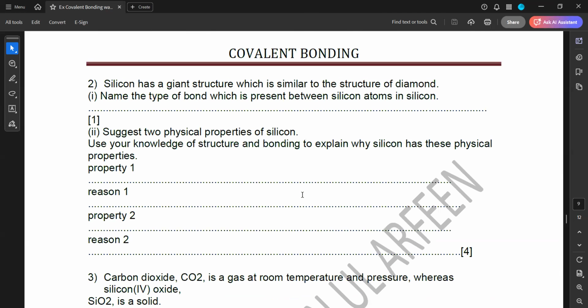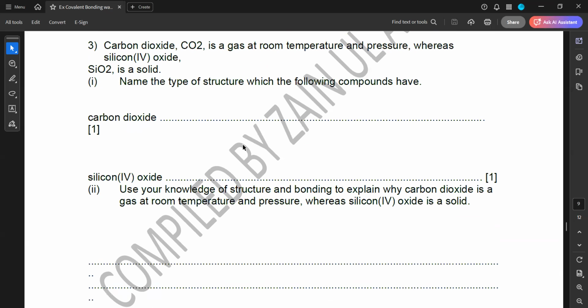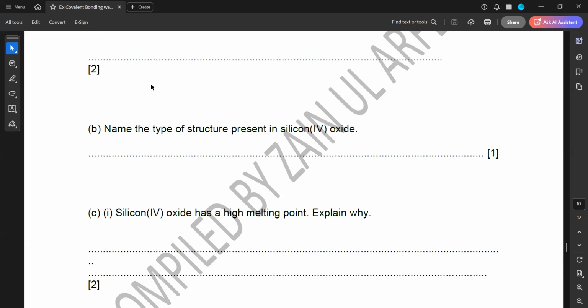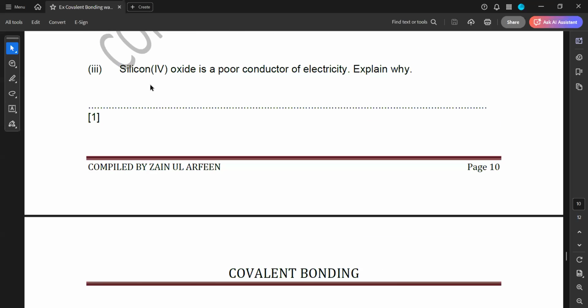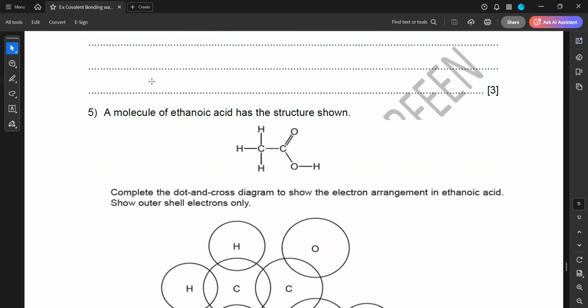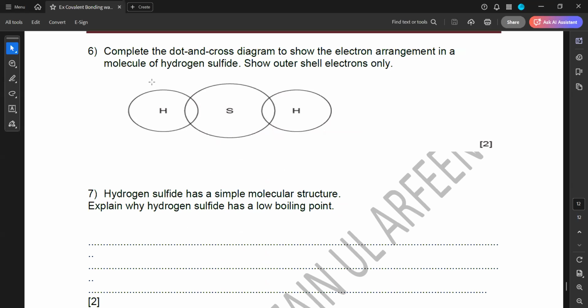Question 2, any doubt? Part 1 and 2. Any question or doubt in question 2? Question 3, any doubt? Question 3, part 1 and 2. Any doubt? Question 4, part A and B, A, B, C. Any doubt? A, B, C, D. No doubts? Question 5, any doubt in question 5? Question 6.